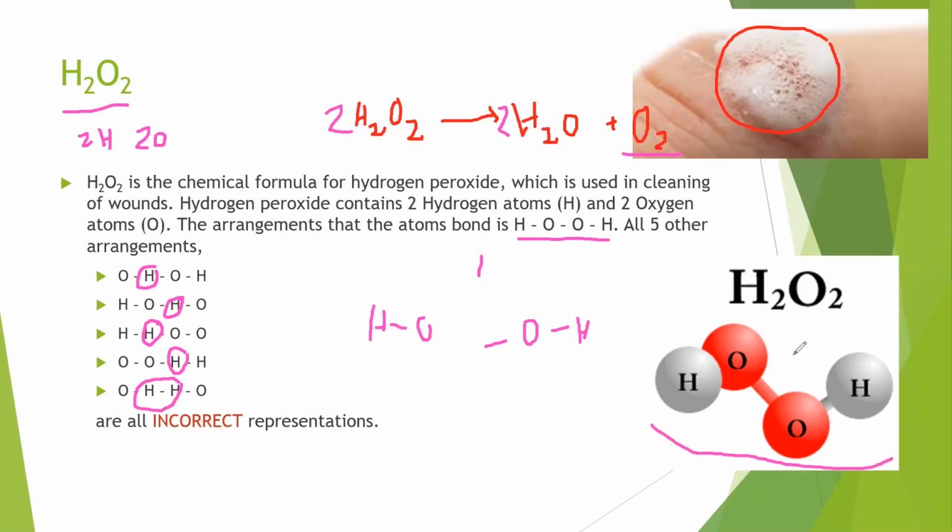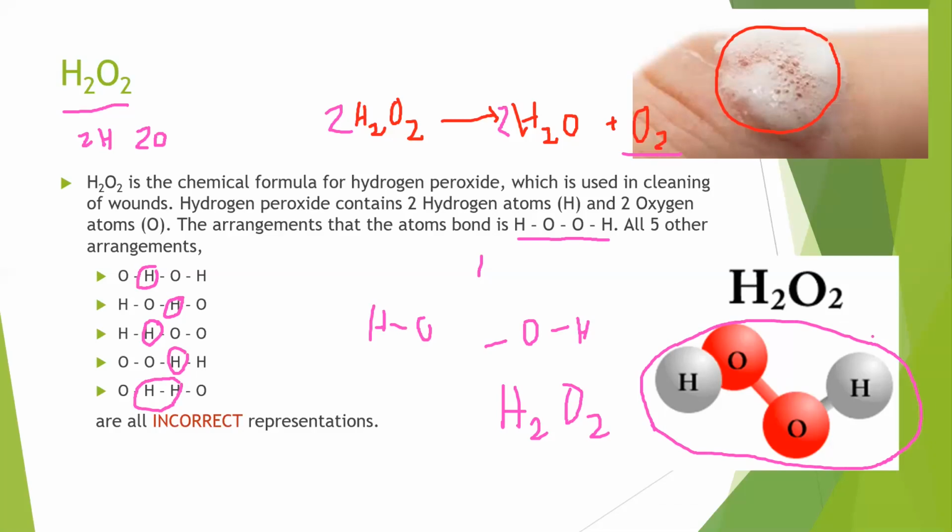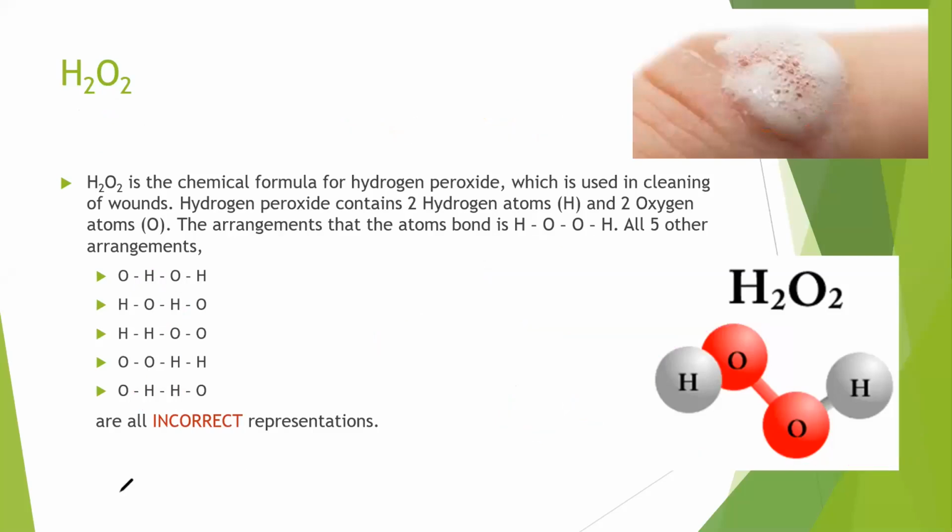So later on, I'm going to give you one of these diagrams, and I'm going to ask you, what is the molecular formula? So you're going to have to know it's going to be H2O2, because there's 2 hydrogens and there's 2 oxygens. So that's the molecular formula if I give you a structure like this. So now we'll move on.